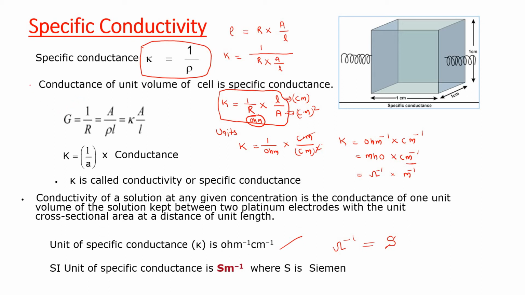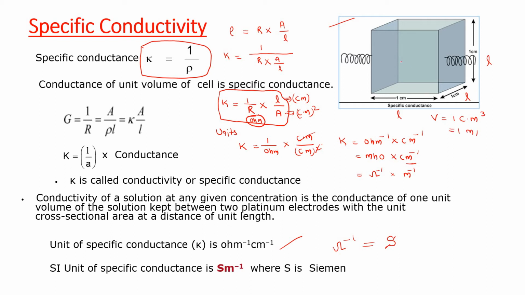Now specific conductivity definition. What will be the definition? Very simple. This is a cube here, which has length equal to 1 centimeter, breadth equal to 1 centimeter, height equal to 1 centimeter. Totally it has volume equal to 1 cubic centimeter. That is always equal to 1 ml.